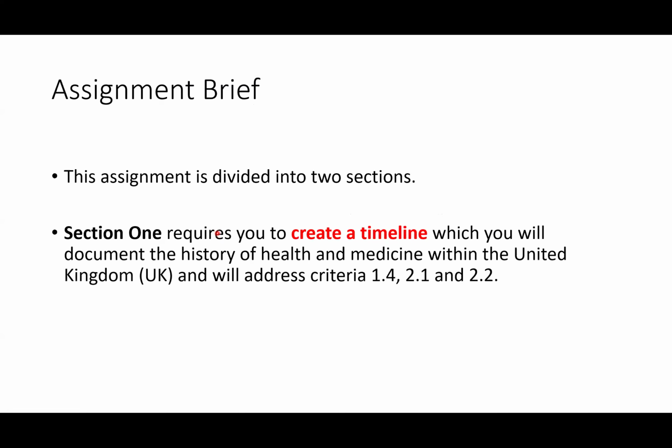Now, coming towards the assignment brief, I need you all to focus on this. There are 2 sections of this assignment brief. Section 1 requires you to create a timeline. When I say you have to create a timeline, it does not mean that you have to write too extensively about it. It's just bullet points, that in, let's say, 1910 this happened, 1911 this happened, whatever significant things you think happened in history, in which you will document the history of health and medicine within the United Kingdom.